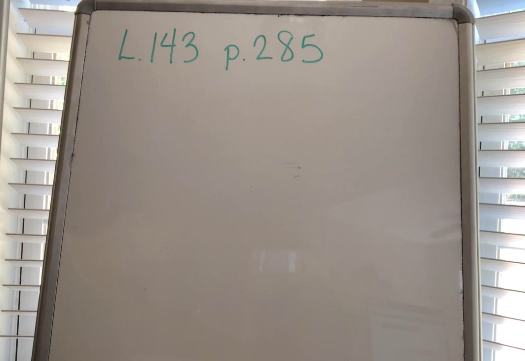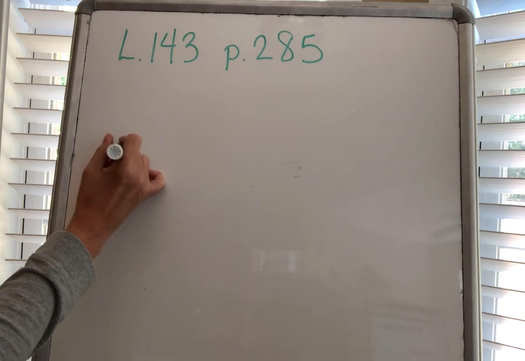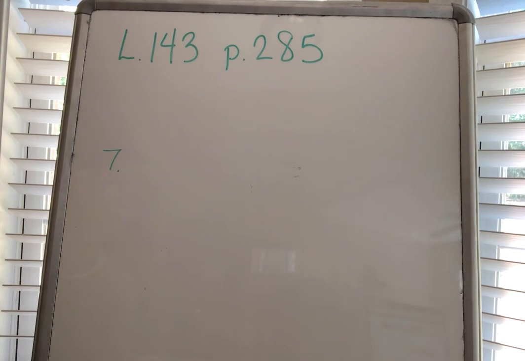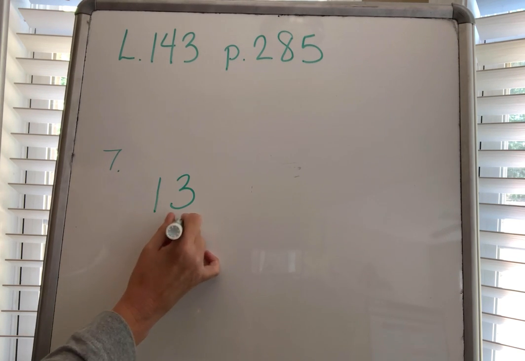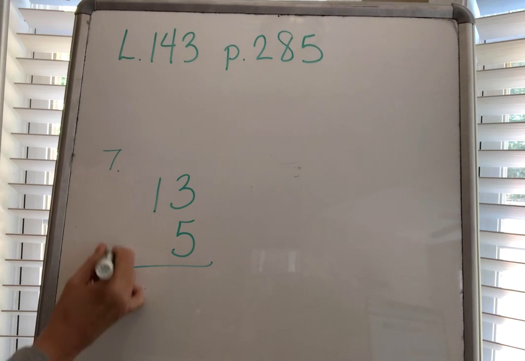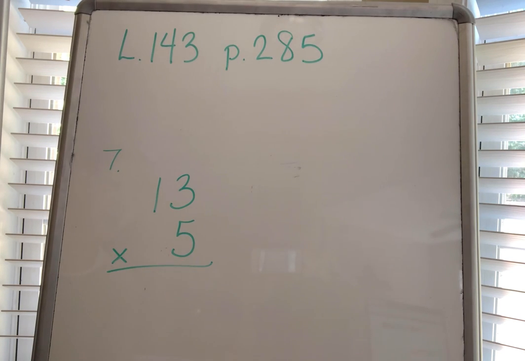Okay, let me go ahead and do number 7. Okay, number 7. In fact, I'm going to scoot number 7 over. That way I can leave it up there when I do number 8. 13 times 5. Okay, again, what place are we going to start in, everybody? Yep, you got it, the ones place.